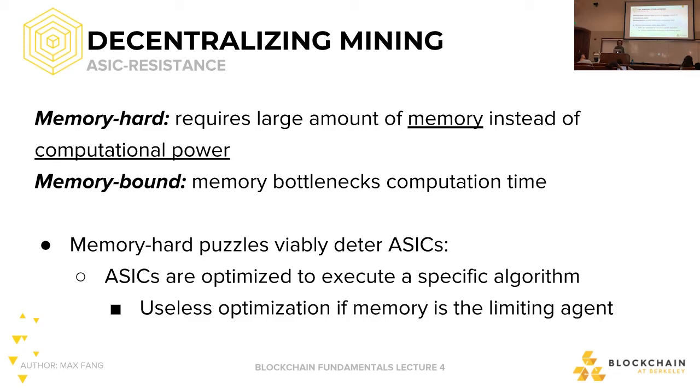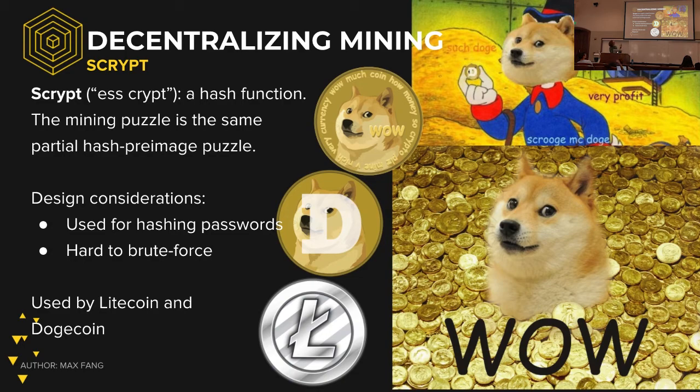Moving on, Dogecoin and Litecoin are actually two cryptocurrencies that use... Oh, did you have a question? Yeah, can you not just build ASICs then? We'll get to that. That's actually a very prescient point. I'll bring it back up later, okay? Were there any other questions before moving on? You had the same question, right? Okay, cool. If there's no other questions besides those, we'll get back to those.